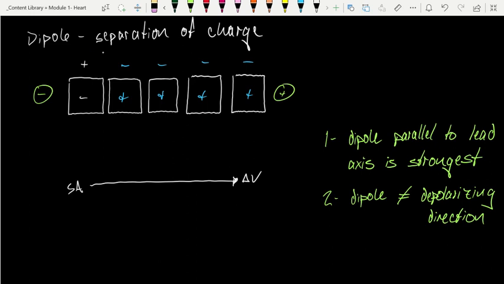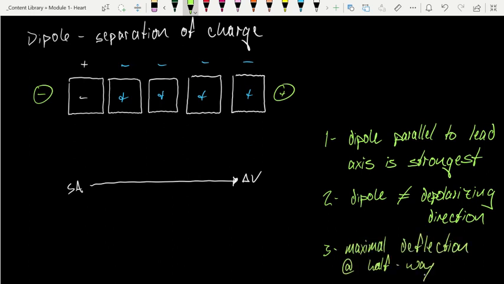Okay, the third and final rule is the simplest of them, and that is maximal deflection will occur at the midway point of the conduction pathway. Now, what does that mean? Well, now we go back and we look at our directional arrow. This tells me that I started here, that I'm going to end over here at the AV node.